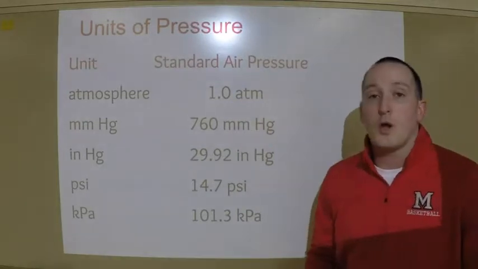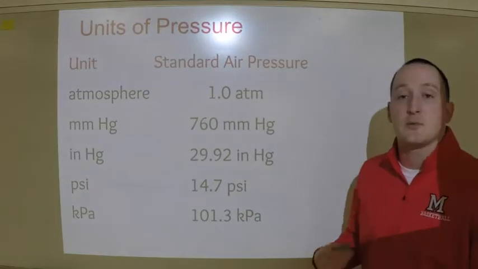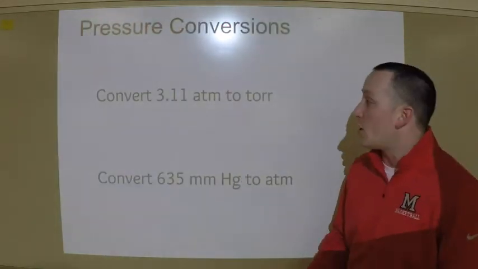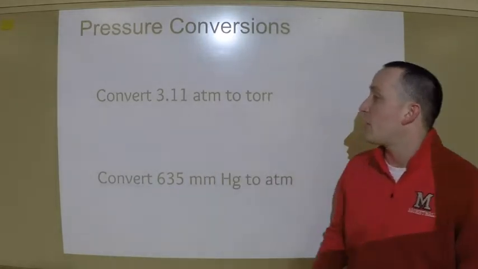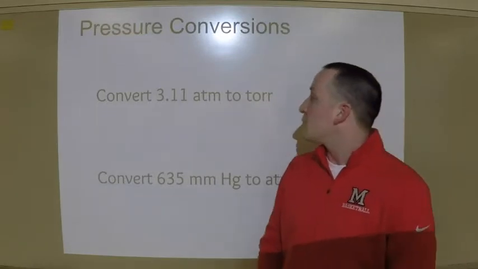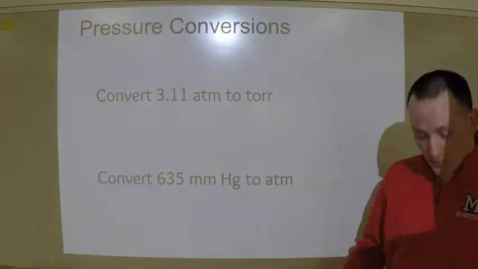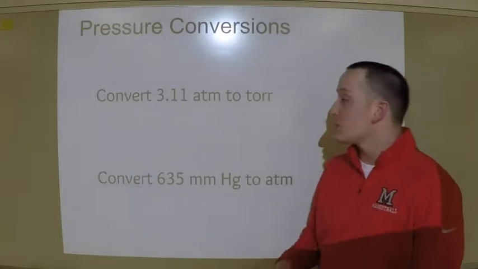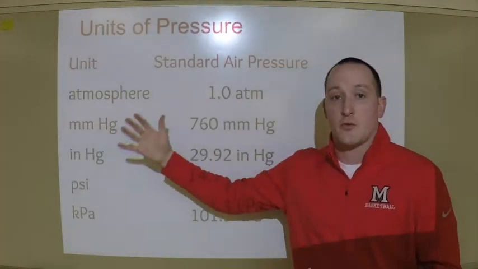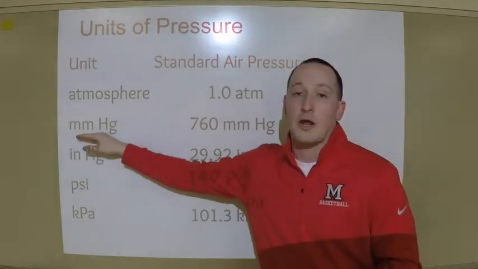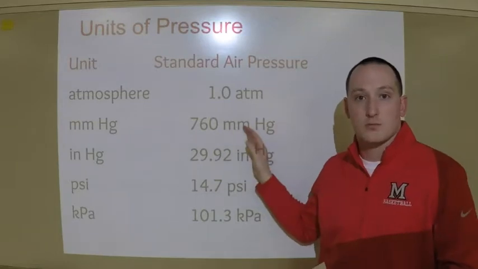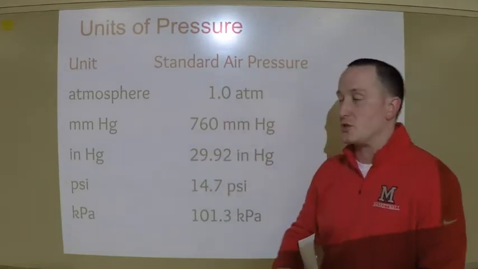All right, so one of the objectives for today is that you should be able to convert between units of pressure. So we're going to practice that right now. So if I asked you to convert 3.11 atmospheres to torr, okay, now you might be like, well, what's torr? Torr is on your notes, okay? Torr is actually the same thing as millimeters of mercury. In other words, 1 atmosphere is equal to 760 torr. All right, they're the same conversion.